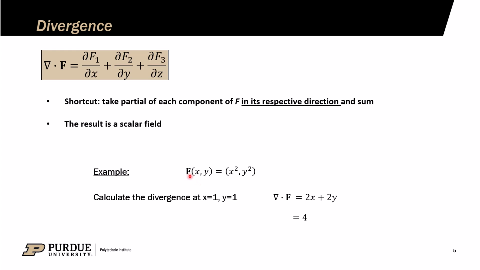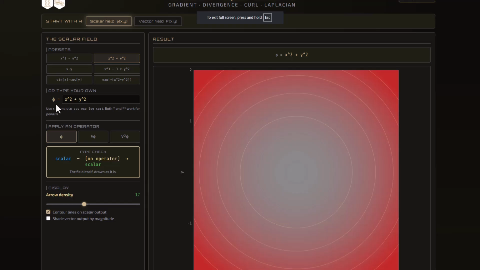I've got vector f, which depends on x and y. Its components are x squared, y squared. So taking the partial with respect to x, 2x, plus the partial of f2 with respect to y is 2y, evaluated at x1, y1 gives me 4. Let's go ahead and open the interactive tool and try out the divergence.